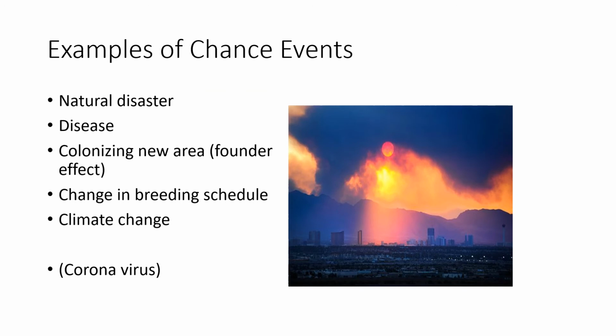And some examples of chance events are natural disasters, possibly disease, which, hey, we can even look at coronavirus right now. Now, humans have kind of a large population, so it probably won't have as huge of an effect, but it could have a bit of a change going on. Anytime you colonize a new area, that's kind of a chance event. That picture on the right of the screen is of something that happened in Vegas about 5-6 years ago. We had a big forest fire up on Mount Charleston. Well, that's a chance event that changed the populations up on Mount Charleston greatly. And whoever was able to survive is going to be reproducing and moving their genes forward in the new population.